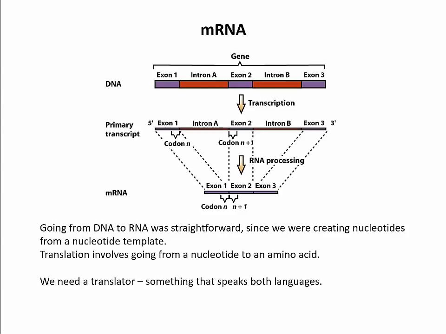The first one, mRNA, is what we just finished on in chapter 11 when we talked about transcription, and this is the mRNA. So here we know it's eukaryotic because I have some introns that are being spliced out, the exons are being spliced together. And going from DNA to RNA was relatively straightforward because we were creating nucleotides from nucleotides. But now we have at the bottom here our mature mRNA message.